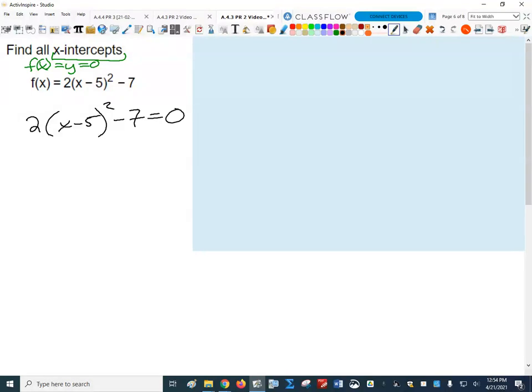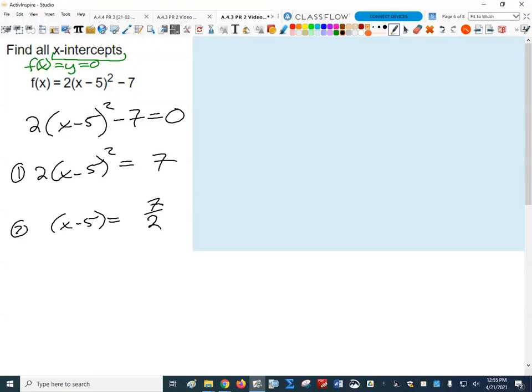Okay, so first step, add 7. We can isolate the x, can't we? There's a single x we can point to, so we can isolate it. So we add 7. So step 1, 2 times x minus 5 squared equals 7. Now what? Divide by 2. So step 2. We've got x minus 5 squared equals 7 halves.